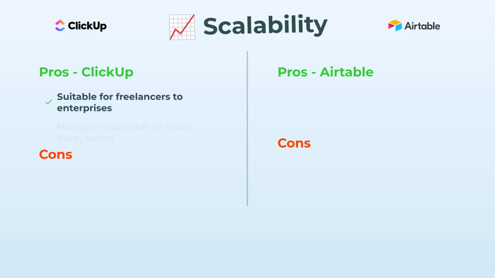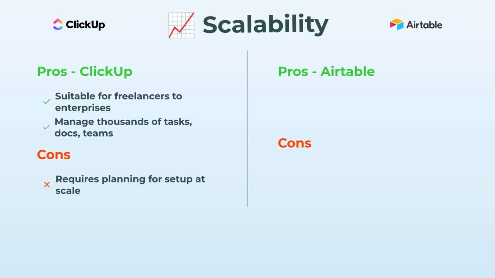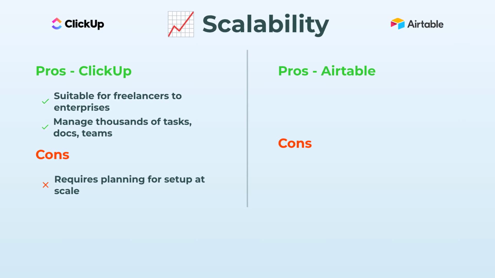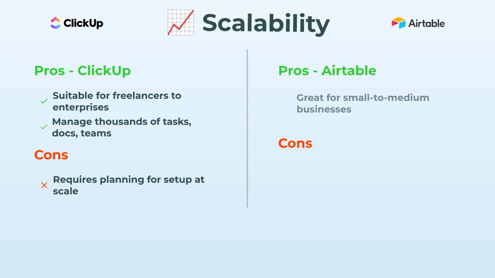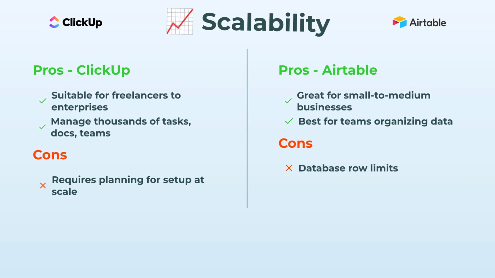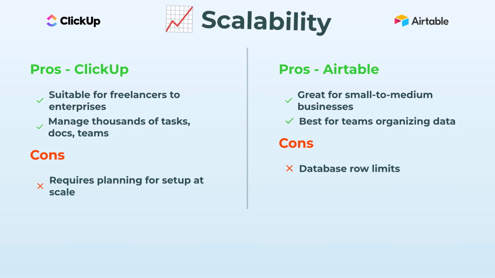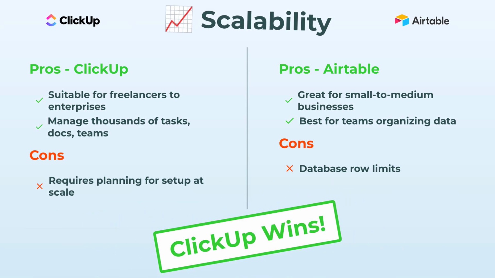Now, scalability. This matters if you plan on growing or if you've got a massive team already. ClickUp shines here. Seriously, freelancer, full startup, or big enterprise? You can wrangle thousands of tasks, docs, teams, all in one spot. You do need to set it up carefully if you're huge, but at least it doesn't really tap out. Airtable, though, is magic for small to medium teams, especially if you're organizing lots of data, but it does have row limits. I've seen teams hit those walls. So, ClickUp takes another win for just being able to stretch as much as you need.